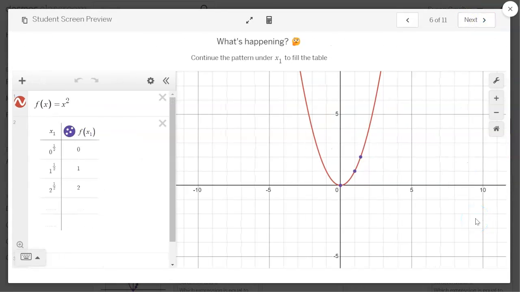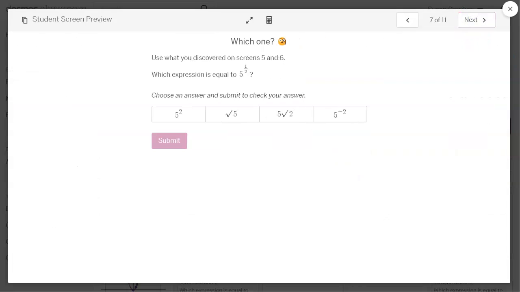Now they're going to continue the pattern in the table again, and they may notice these are exactly the same outputs even though the expressions on the left side of the table are different. The goal here is to continue that pattern by completing 2 more rows. They could do more than that if they want. And then using that pattern they discovered, which expression would be the same as 5 to the 1/2 power? Choose an answer, click submit, and it will tell them if they got it correct.